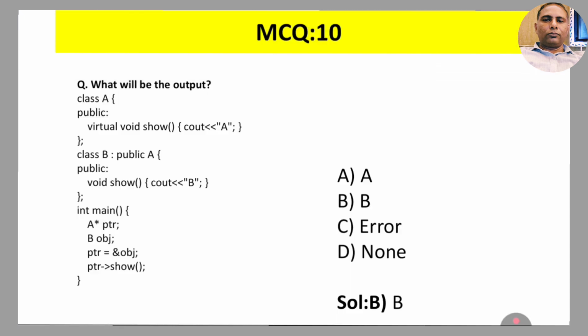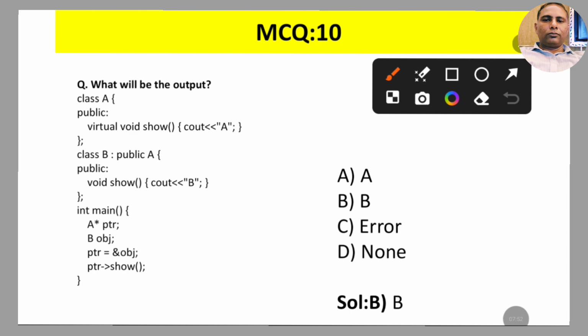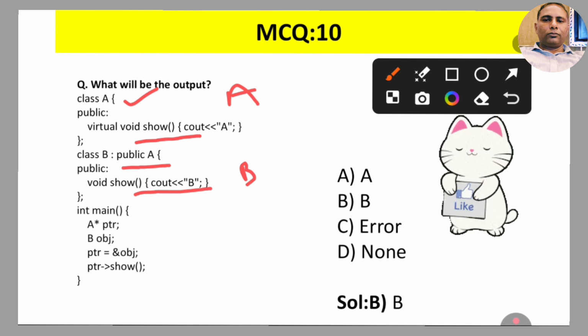Now, question number 10 is: what will be the output? We are making class A. In class A, we have made a function show, which will give us the output A. In class B, which is inherited from class A, we have one function which gives the output B. Then we are making a pointer here, that is A is the pointer type.